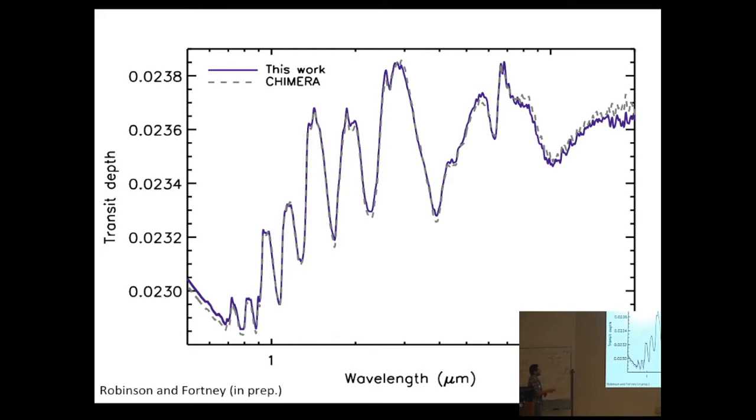At this point, this is for an isothermal atmosphere around a hot Jupiter-like exoplanet, 1500 Kelvin. His model and my model are in good agreement. And what's nice about this is we're not using the same opacities, and we're not using the same forward model, and we're getting a very similar answer. So that's actually really nice.